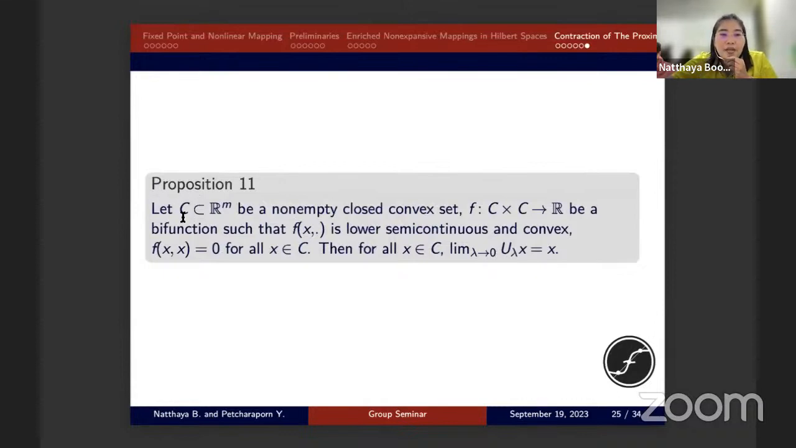And the next proposition, when C in n-dimensional Euclidean space is a nonempty closed convex set and the bifunction f is lower semicontinuous and convex with f(x, x) equal to 0 for all x in C, then for all x in C the limit of u_lambda(x) equals x as lambda goes to 0.